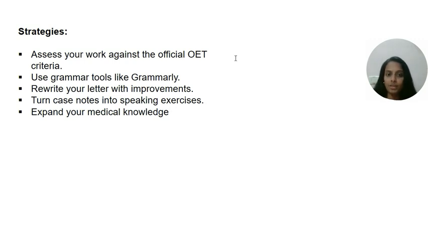You can do a role play with your friend and explain the case in your own words. Expand your medical knowledge. This is pretty important because you need to read about workplace injuries, chronic illnesses, and treatment updates in order to enhance your vocabulary and understanding.